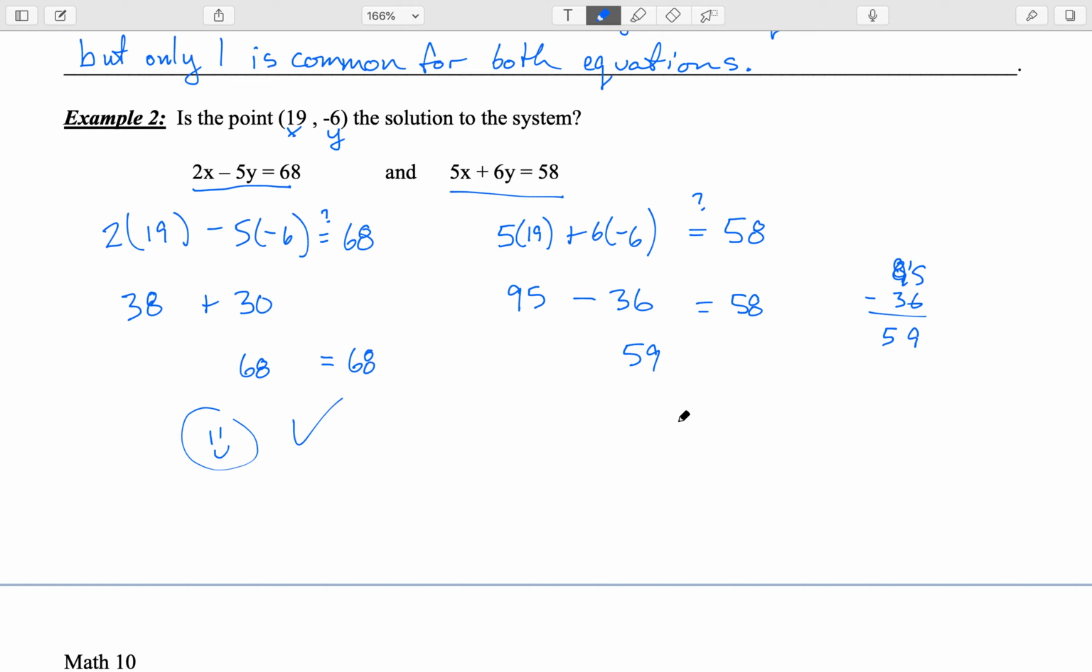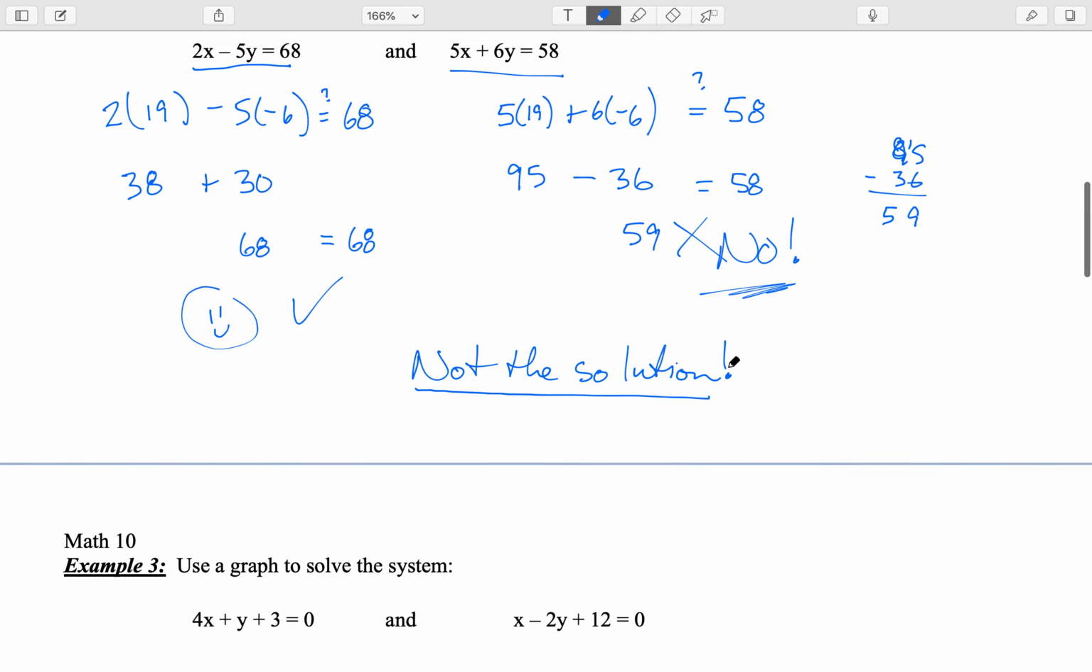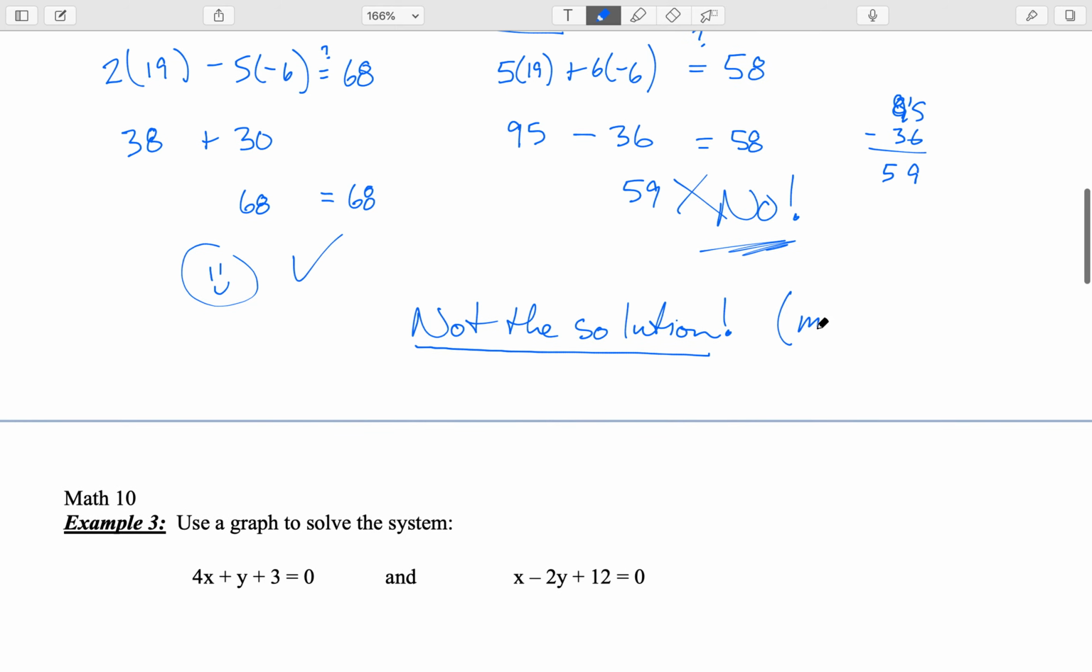Now, it's really, really close, but no. So it doesn't work for this equation. It's really close, but it's not exact. This is 59. This is 58. They're not equal to each other. So it is not the solution. How do I know? Well, as soon as it doesn't work in one of the equations, that means it doesn't work for this one. And it's got to work for both. Remember, in order to be a solution, it must be both. It has to work in both equations.